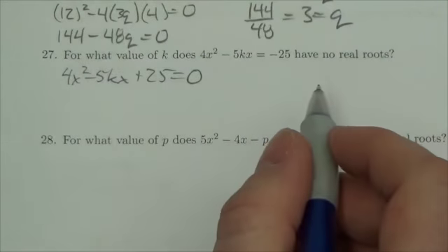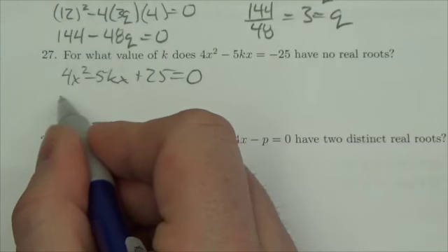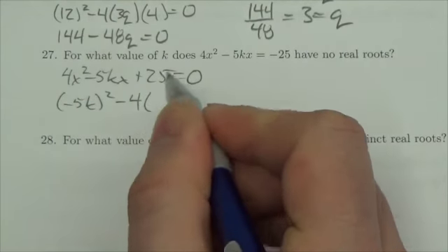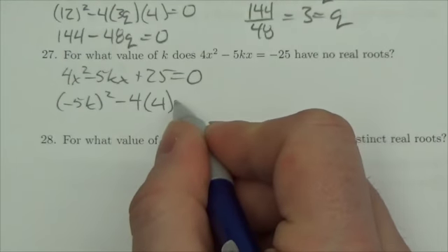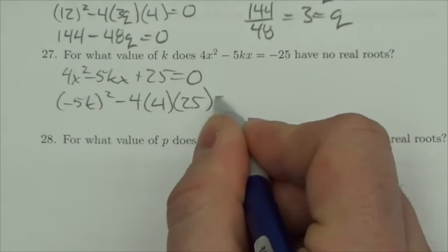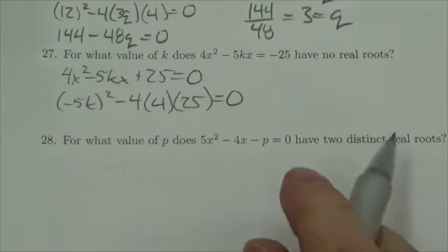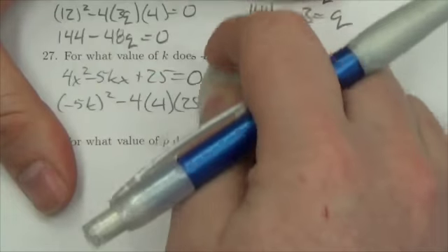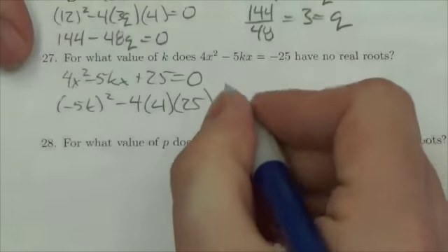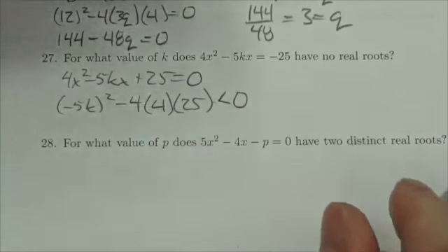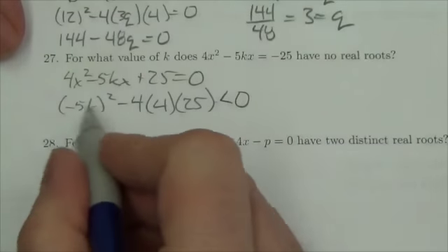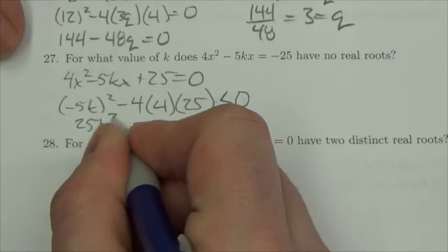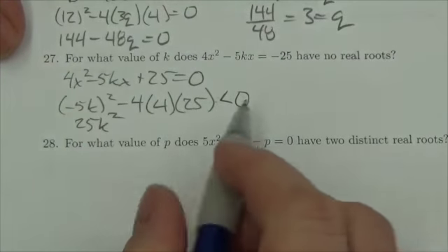Now I can take a quick look at the discriminant here. That's going to be negative 5k squared minus 4 times a, which in this case is 4, times c, 25. Where does that equal 0? Oh, sorry, have no real roots. My mistake. To have no real roots, this has to be less than 0. Okay? Now, negative 5k squared is going to be positive 25k squared, because a negative squared is positive.